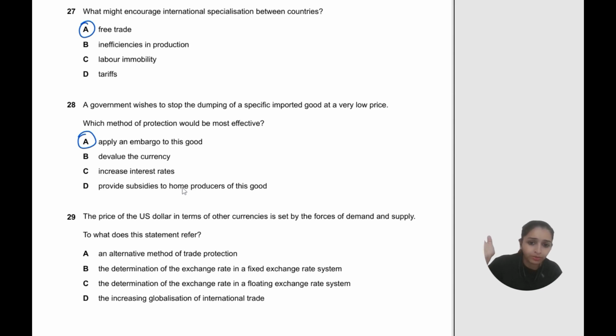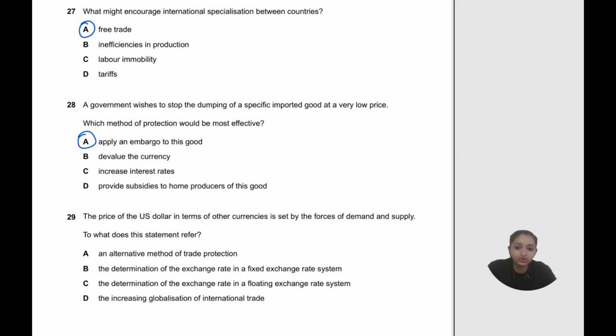So A could be the probable answer, but let's look at the others. Devalue the currency. If they devalue the currency, what is going to happen is the import becomes expensive, but that means that every other commodity is going to be affected. It's not the most effective method of protectionism from the dumping activity. So B is not an option.